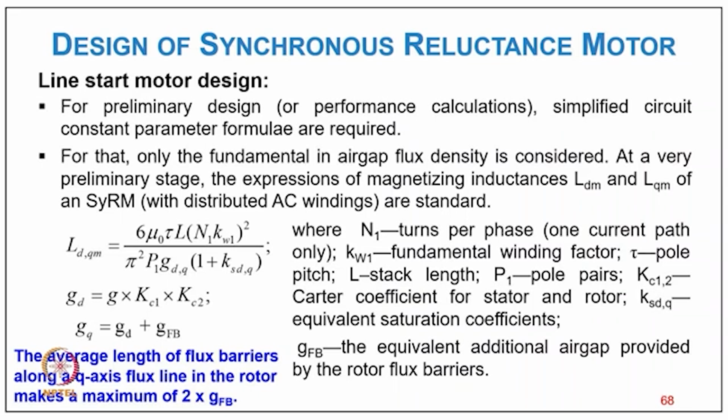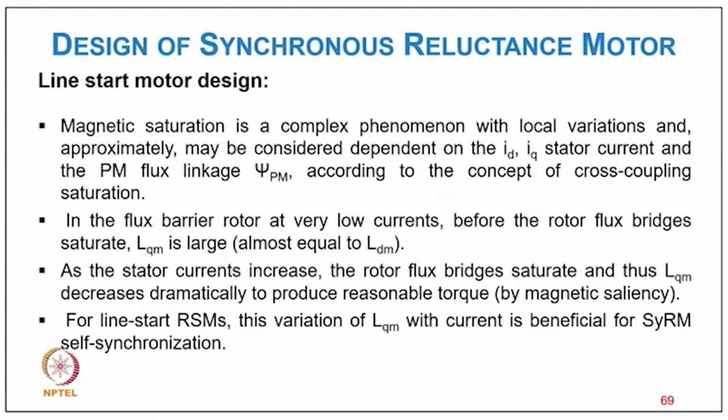So the average length of flux barriers along the Q axis flux line, the rotor makes a maximum of 2 into GFB. So magnetic saturation is a complex phenomenon with local variations and approximately may be considered dependent on the ID, IQ stator current, and the PM flux linkage IPM, according to the concept of cross coupling saturation.